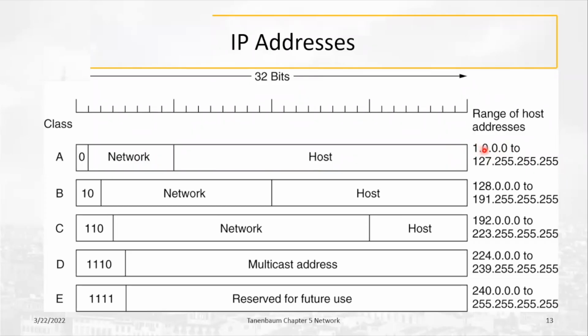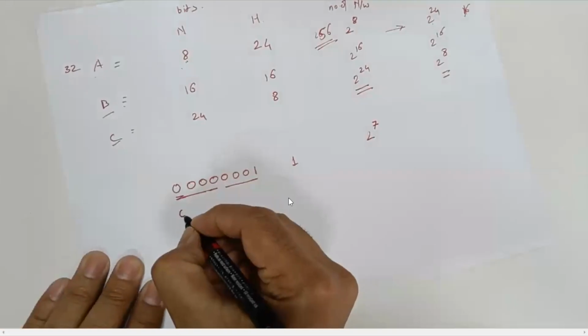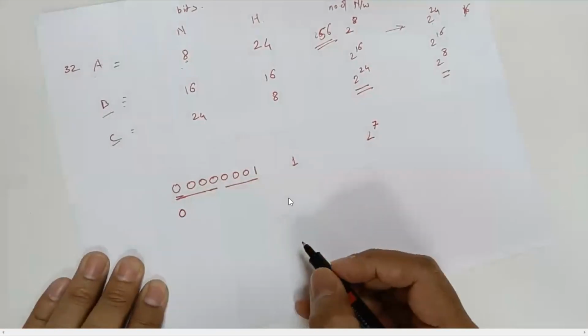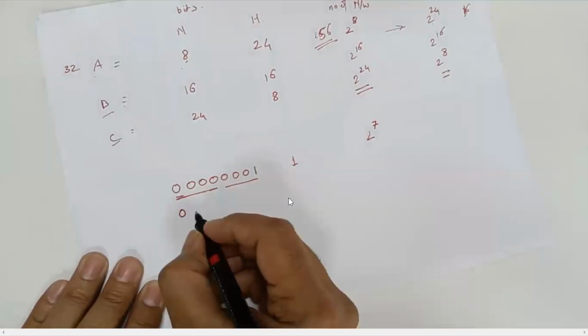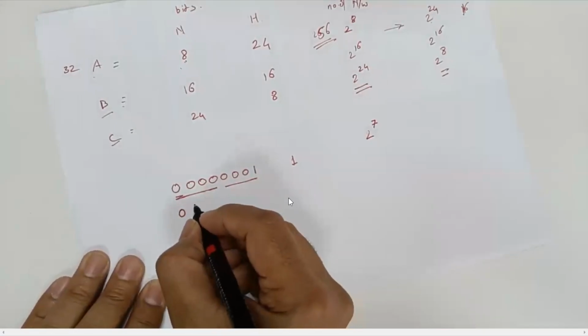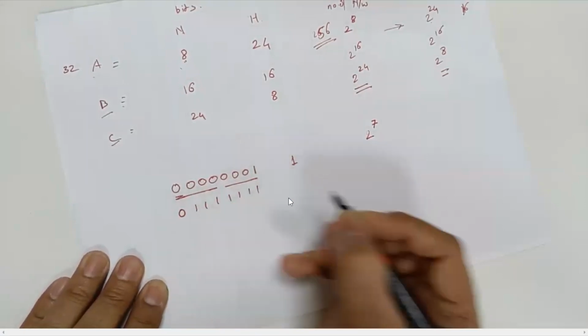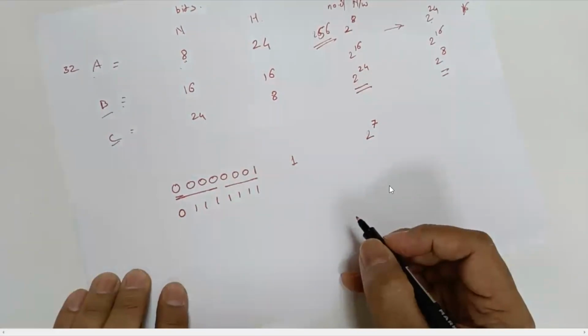What is the maximum value you can have? If you want to calculate the maximum value. Yes, correct. Sir, the first bit 0 and all 1s. All ones, right, correct. So what is that value in decimal?